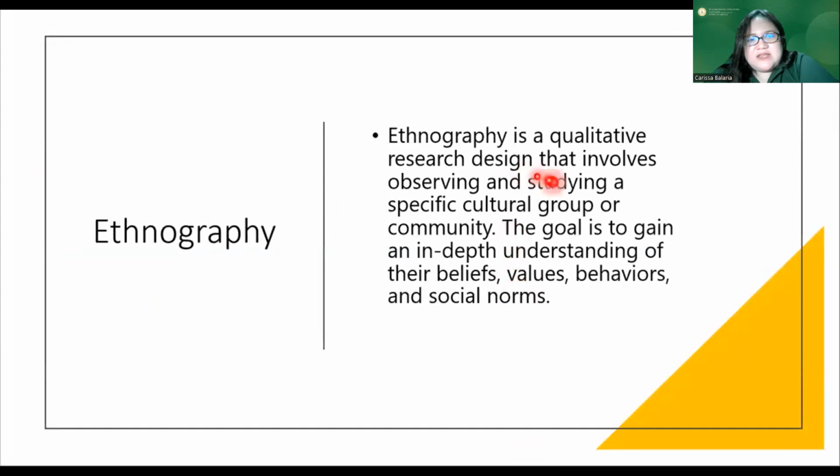Okay, I already said it's a cultural group. In-depth understanding of their beliefs, values, behaviors, and social norms. So when you go there, these are the things you have to take note of. No matter how much you disagree, or how absurd they may seem, we have to respect it because that's their culture.